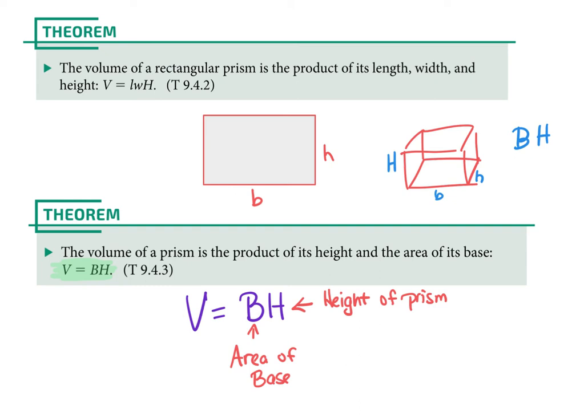So let's look at this first example. And it doesn't matter what your base is. This is why you have to go back and remember all of your formulas. Your formula for a triangle, formula for a trapezoid, formula for a regular polygon, which we're about to do. You have to remember all of those and your special right triangles and how to calculate those as well to make sure you can get that area of the base.